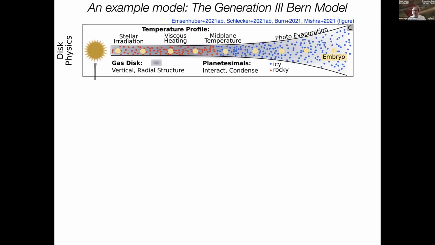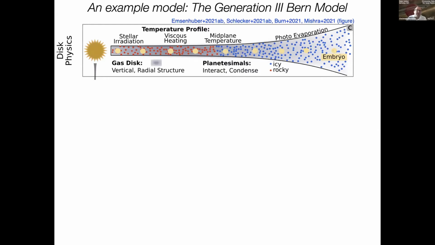Good. What is now included in these global models? There are different ones. I'm just talking about one example. This is the generation 3 Bern model. And so the first ingredient is a disk model. And this is actually for two disks. One is for the gas disk, which is here taken to be a viscously accreting disk, including stellar radiation and internal and external photoevaporation. And here we calculate the vertical and the radial structure of the disk. And we also have a disk chemistry model included.